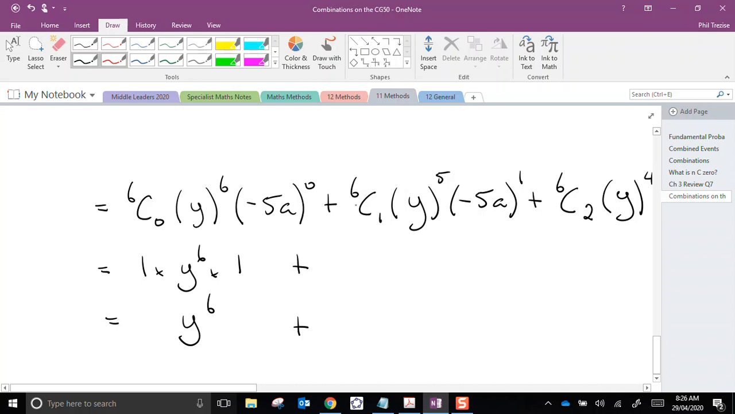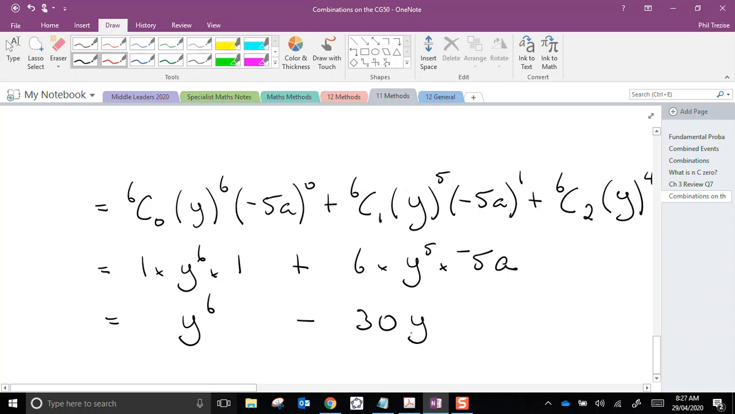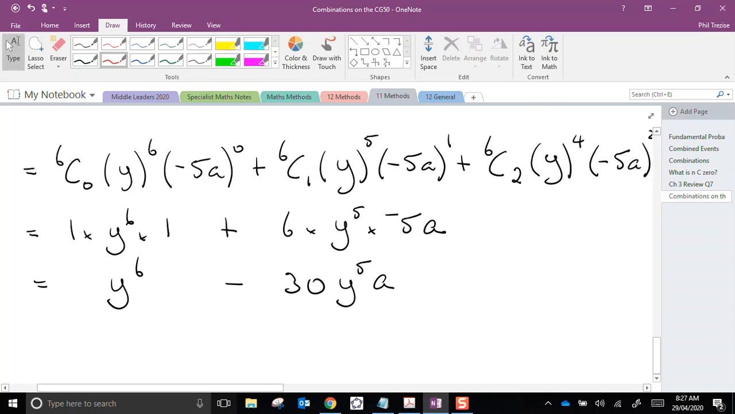What about my next term? 6c1 is 6, multiplied by y to the power of 5. Now negative 5a to the power of 1 is negative 5a. So this next one, I jumped the gun a little bit by writing addition there, but I have here 6 times minus 5, so it would simplify to minus 30 y to the power 5 a. That would be, after I simplify, the second term in the expansion.